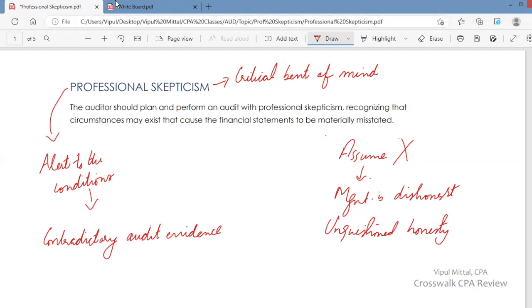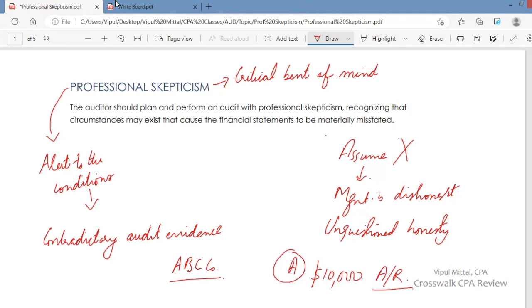For example, there is a single sale to a customer, just one sale during the year. So you are auditing the financial statements for ABC company, and it sold goods to one of its customers, A. The invoice shows an amount of $10,000, and this amount is yet to be received. So this is appearing as accounts receivable.